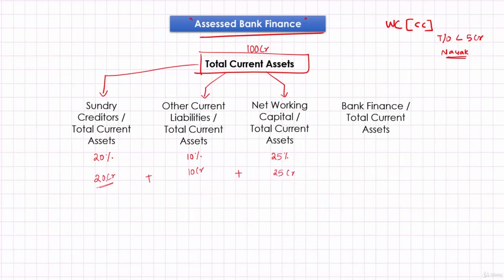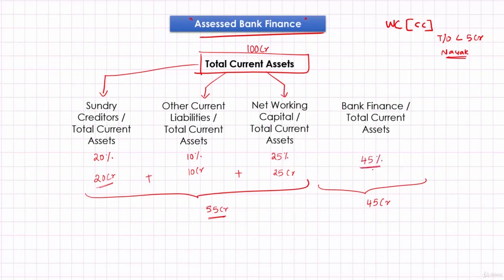So if you add all the three, 20, 30, 40, 50, 55. 55 crore is funded by creditors, other current liabilities and net working capital. It means, what is the balance portion? Balance portion is 45 crore. It means bank finance to current asset is 45%.